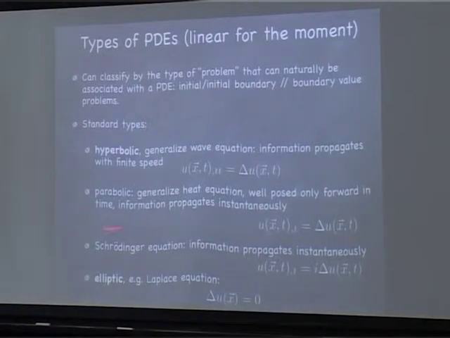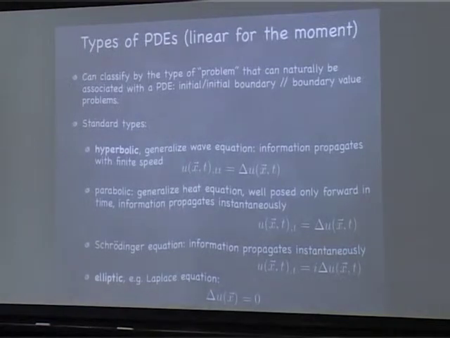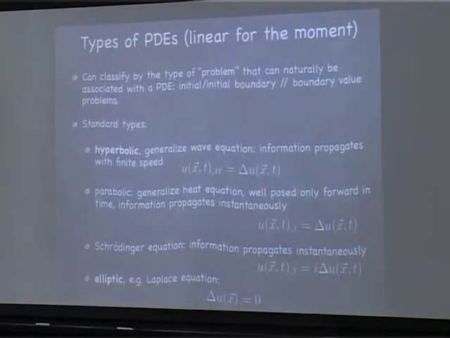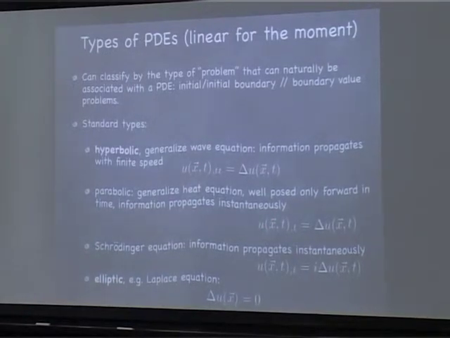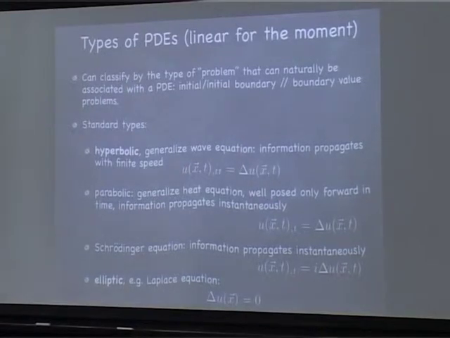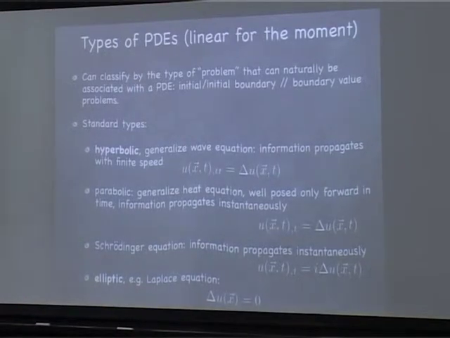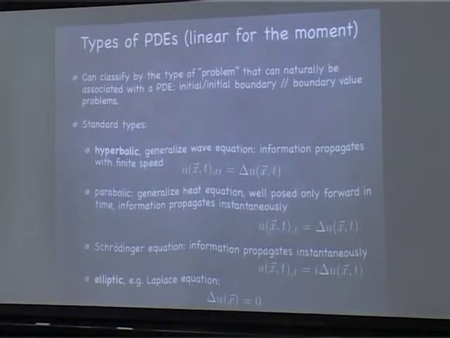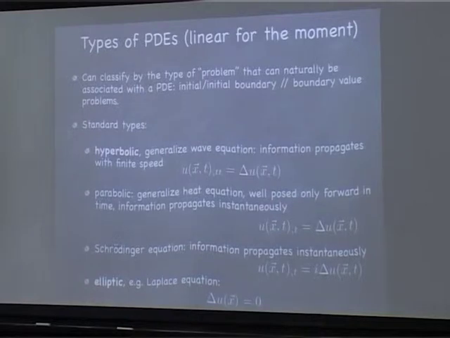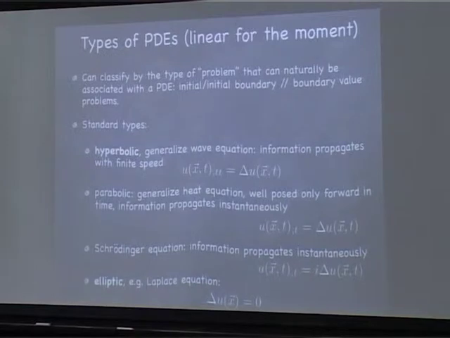These are parabolic equations, a generalization of the heat equation, for example, and these are well posed only in one direction of time. If you write them like this, they only make sense forward in time. And then there's the Schrödinger equation, which is a little bit like a complex version of a parabolic equation. In the parabolic case, information propagates instantaneously. We're not going to talk about these two because they don't naturally arise in relativity, because in relativity, information does not propagate instantaneously. Okay?